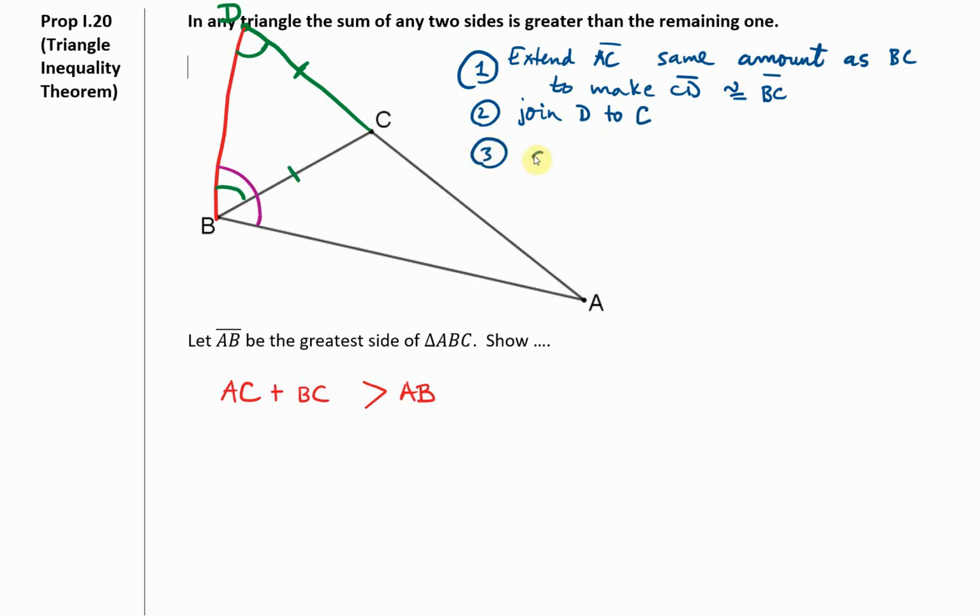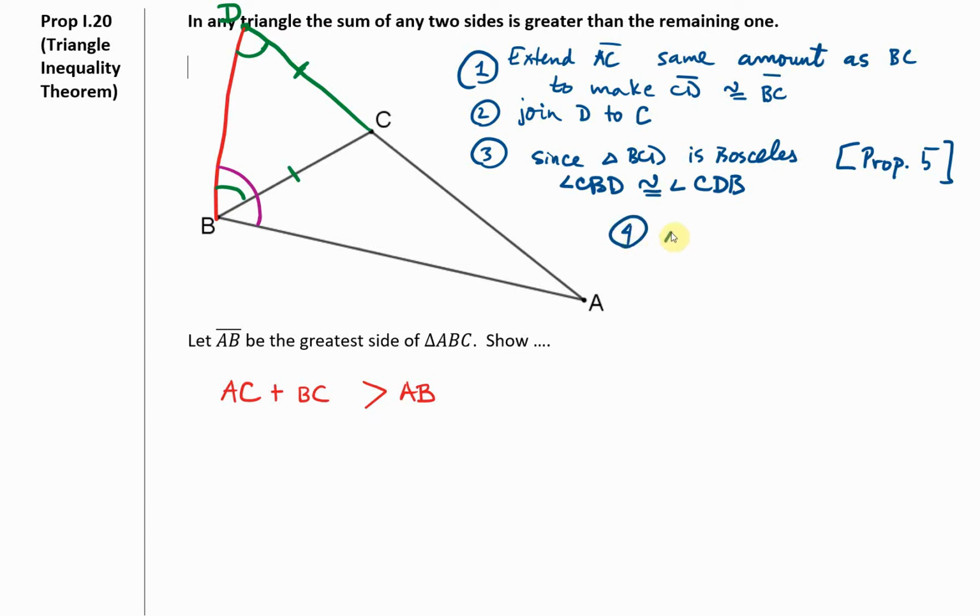And then we can make this claim: since triangle BCD is isosceles, then angle CBD is congruent to angle CDB. Okay? And this is Proposition 5, or the base angles theorem. And then the next statement here is that the purple angle is greater than this green angle.